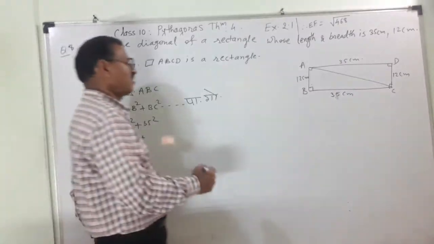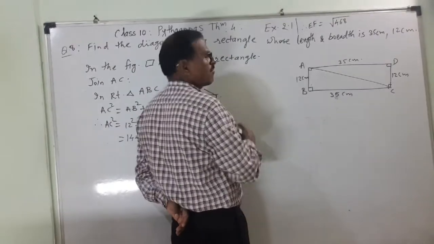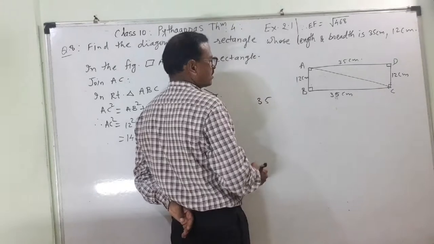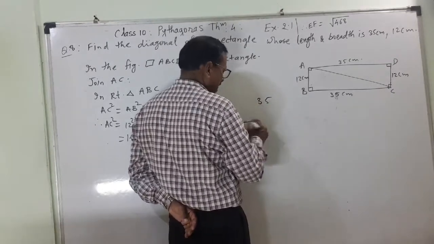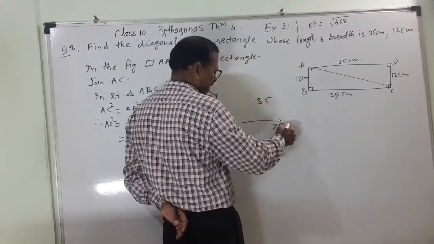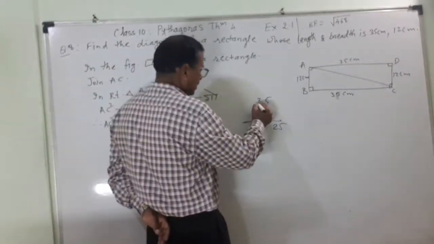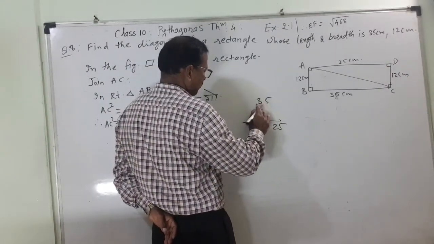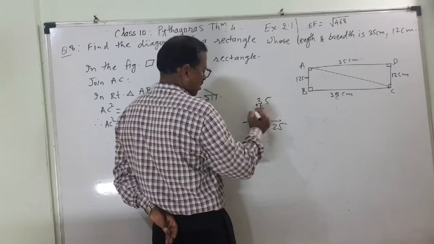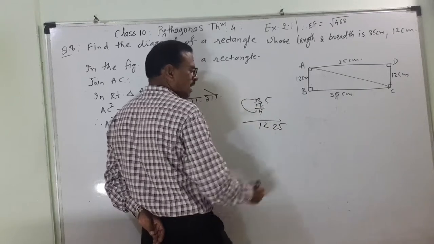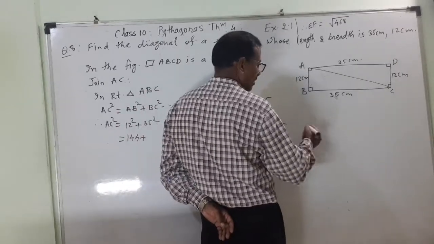How to find the squares of numbers having 5 as the last digit, say 35 square I want to find. If the last digit is 5, directly write 25, the 5 square. Add 1 to the 3, and it will become 4. Multiply this 4 and 3, 4 3 are 12.